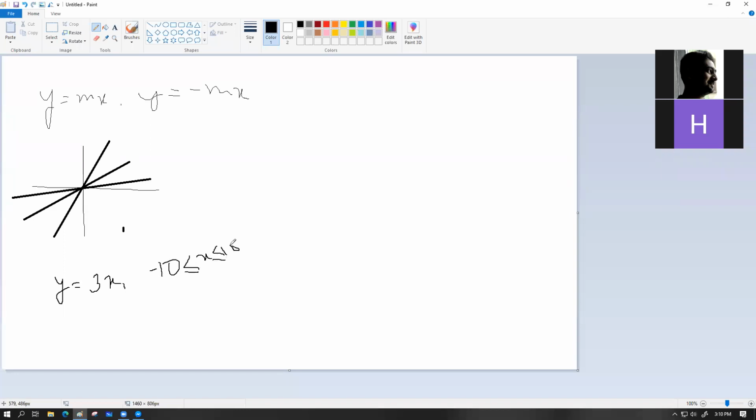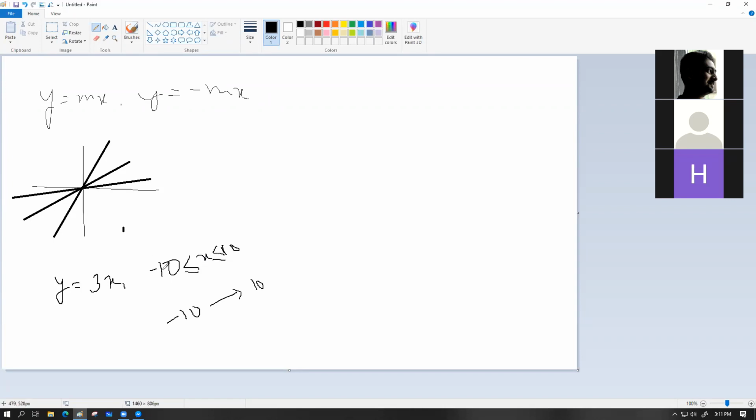Do you guys understand the meaning of this symbol, this writing? What does it mean? Minus 10 less than or equal to x less than or equal to 10. This means that the value of x can be from minus 10 all the way up to positive 10 inclusive. Inclusive means these boundary values minus 10 and 10, they are both equally acceptable.